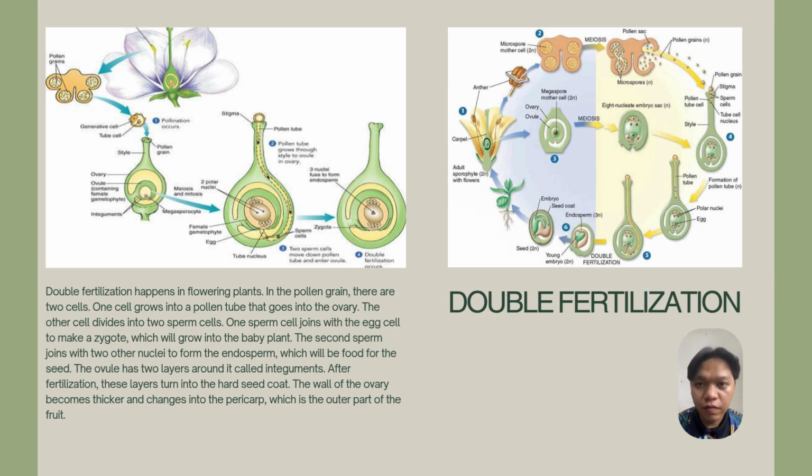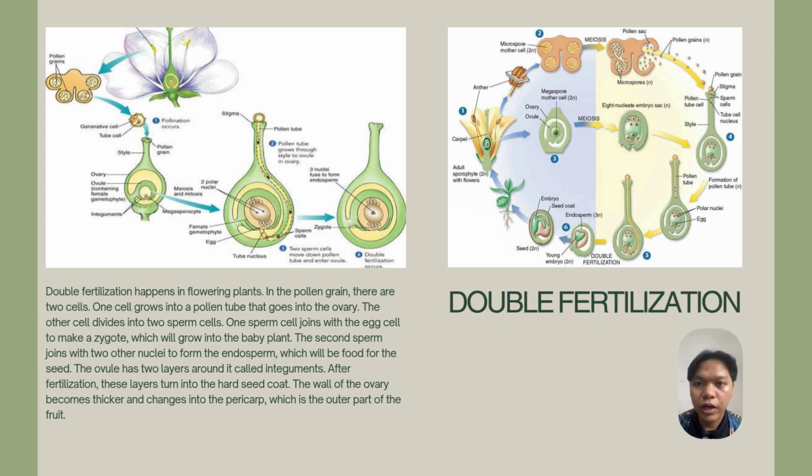So next is about the double fertilization. Double fertilization happens in flowering plants. In the pollen grain, there are 2 cells. One cell grows into a pollen tube that goes into the ovary. The other cell divides into 2 sperm cells. One sperm cell joins with the egg cell to make a zygote, which will grow into the baby plant.